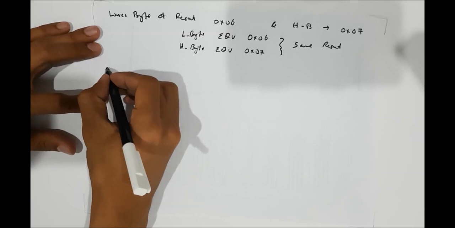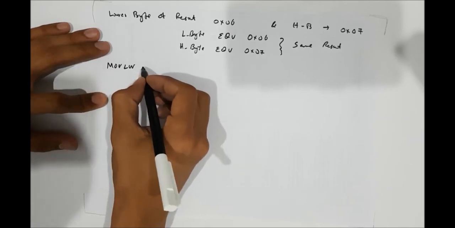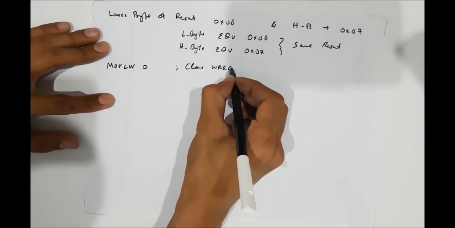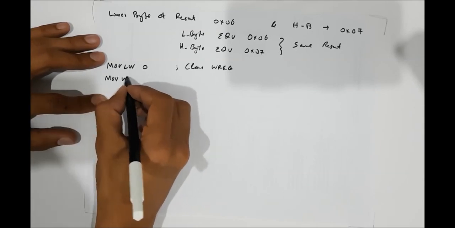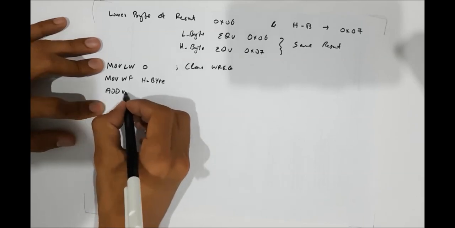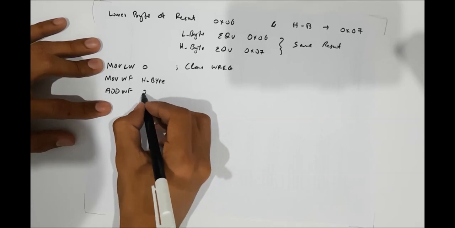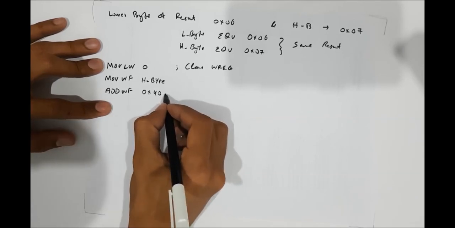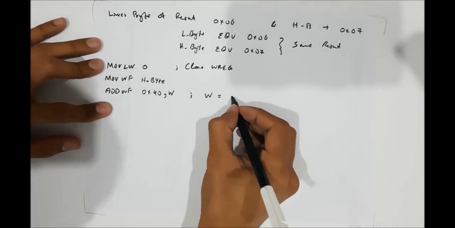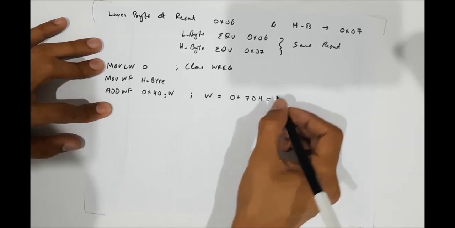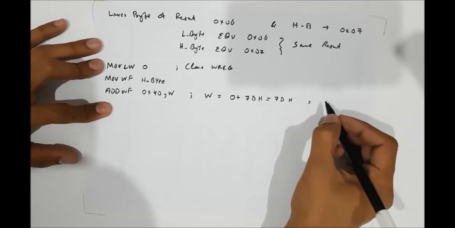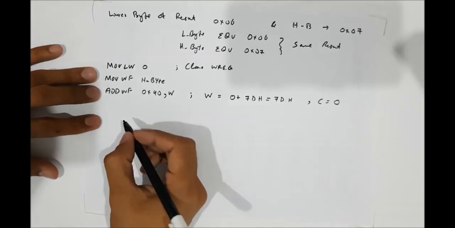What we want to do is MOVLW 0, just for safety, to clear the W register, then MOVWF H_byte, then ADDWF 0x40, and the result will be saved in W. So what this instruction will do is W equals 0 plus 7D hex, which is 7D hex, and 7D is less than FF, so the carry will be equal to 0 here.